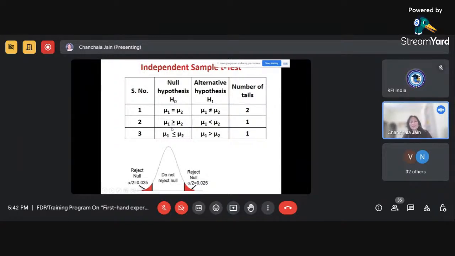Talking about the next, when I'm saying mu1 is greater than or equals to mu2, that means first population mean is greater than or equals to second population mean. Alternatively, I'm saying first population mean is less than second population mean. So when I'm clearly stating my alternative hypothesis by mentioning less than and greater than, this is a case of one-tailed test, right? And in such cases, your rejection region will fall on either tail, either on the left side or on the right side, right? So this is the way of representing or writing your null and alternative hypothesis in case of independent sample t-test. Is it okay?